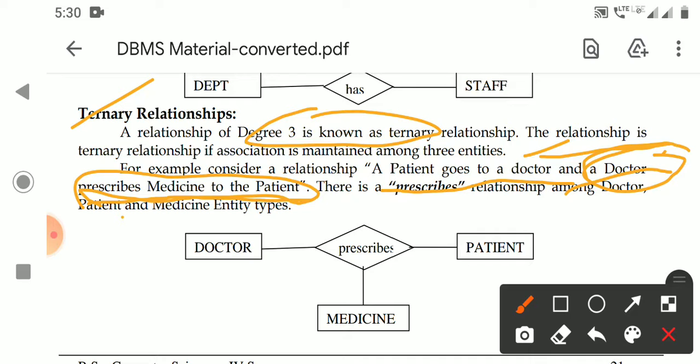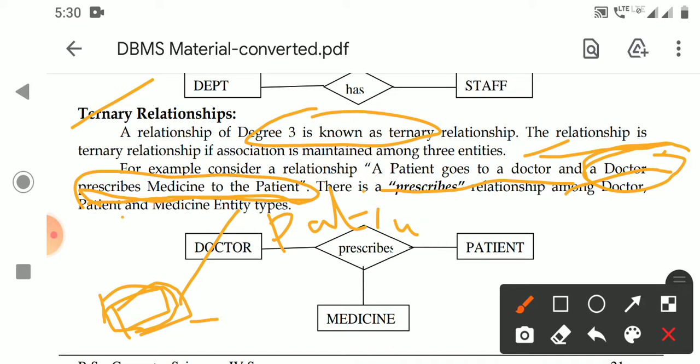So here if you take one medicine, the medical shop owner has to maintain the data: this medicine was sold to which patient, and which doctor prescribed this medicine for this patient. Here medicine is an entity, doctor is an entity, patient is an entity. Here there are three entities.